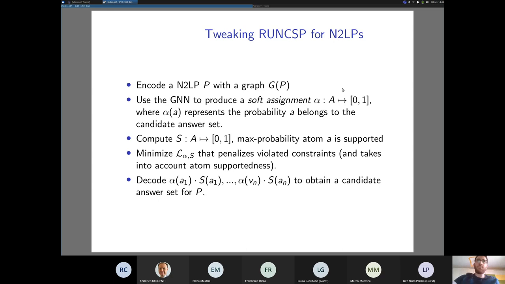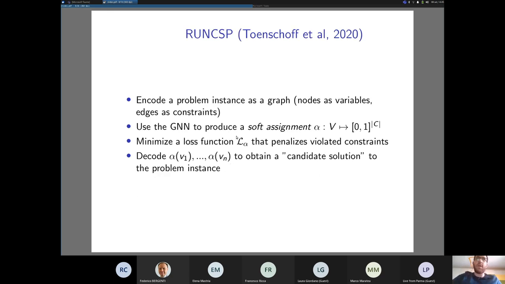In order to do so, I think I skipped a slide. Yeah, I skipped this slide. Basically, how RANCSP works is that it starts from a graph encoding of some constraint satisfaction problem, and typically variables are mapped to nodes, and constraints of the problem are mapped to edges in the graph. Then the neural network is used to produce a soft assignment that maps nodes to basically the probability to belong to a given class.